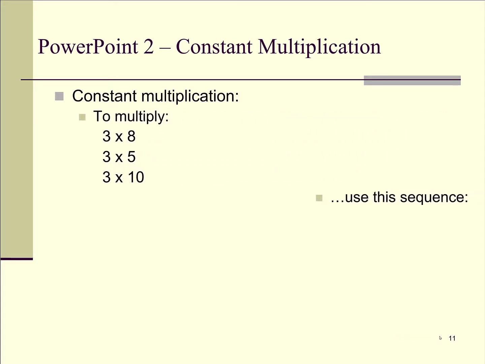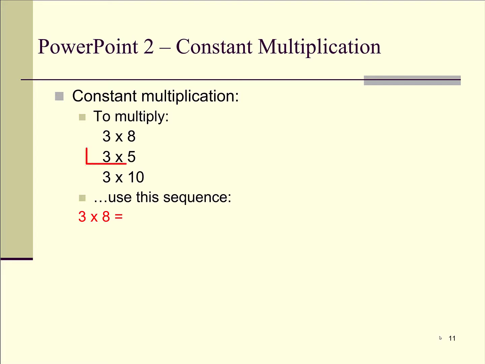So let's do these 3 problems using the constant multiplication. So again, make sure your k.a switch is set to k for constant. And here's the sequence we're going to use. We're going to do the first problem normally. So that means enter 3 times 8 equals.